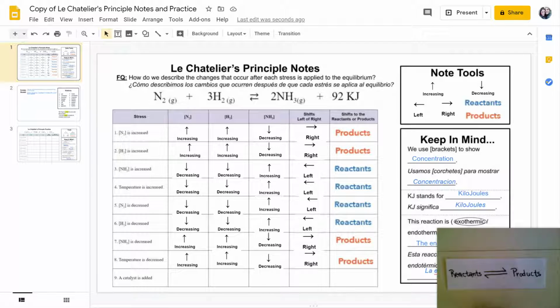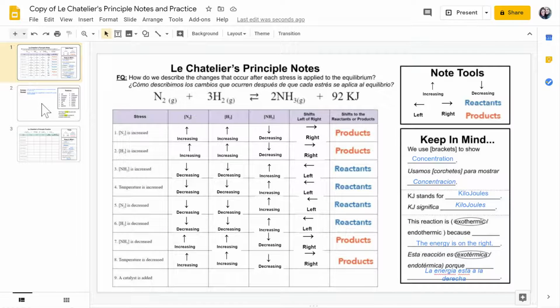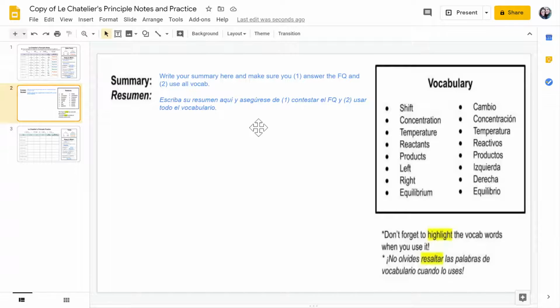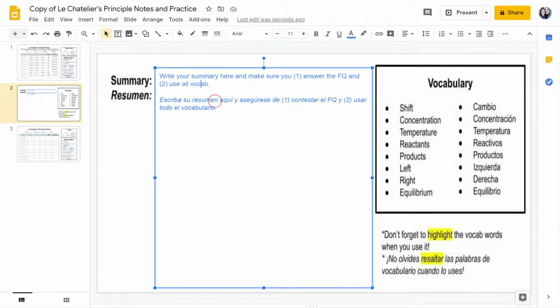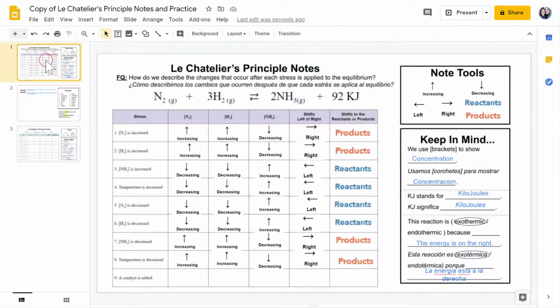So now that you've gone through the notes here, I'd like you to go on to the next slide, and please just go ahead and delete all of this. I want you to write me a summary, un resumen. When you write your summary, make sure that you answer the focus question, which is up here at the top, right? Our focus question: how do we describe the changes that occur after each stress is applied to equilibrium?